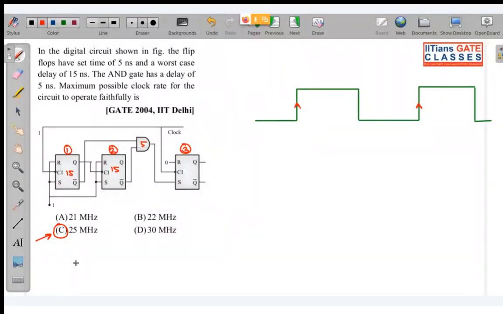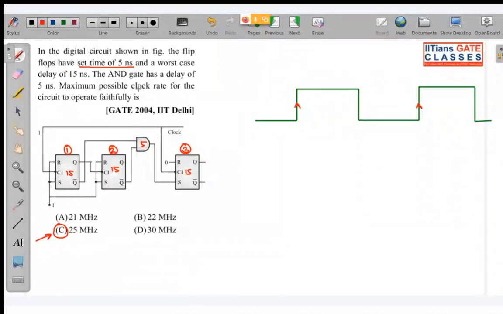Look over here. If you start from this flip-flop, what is given? In the digital circuit shown in the figure, the flip-flops have a setup time of 5 nanoseconds and a worst case delay of 15 nanoseconds. So all these flip-flops have a delay of 15 nanoseconds. The AND gate has a delay of 5 nanoseconds. We need the maximum possible clock rate for the circuit to operate faithfully. What should be the maximum frequency?